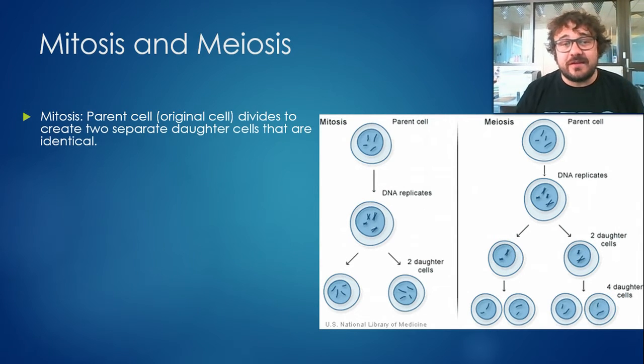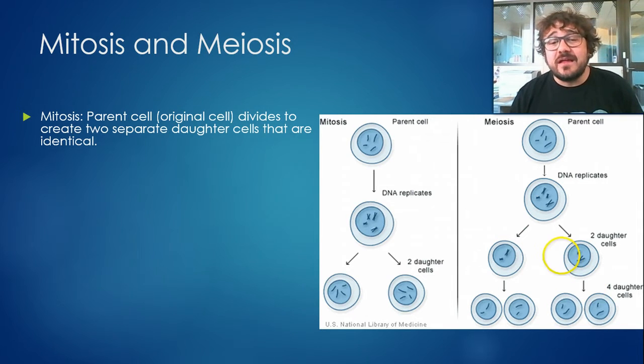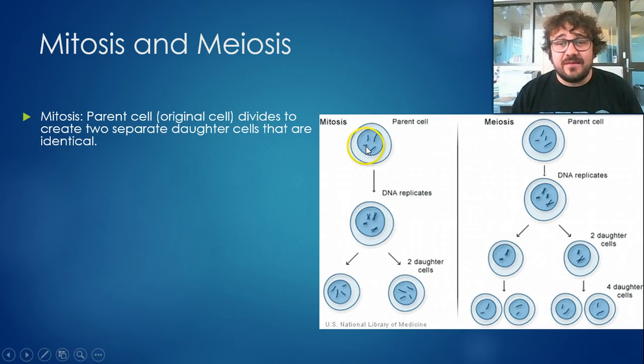And that's really interesting. That's really important. So mitosis, we'll talk about that first. The parent cell, or the original cell, divides to create 2 separate daughter cells that are identical. In other words, they have the same DNA, the same genes. Everything is the same as this cell here. So these two are the same as that.